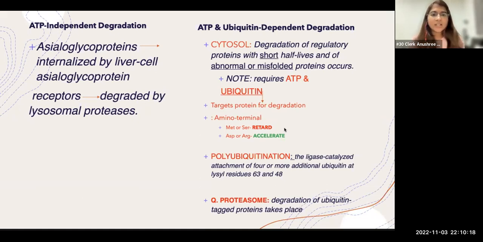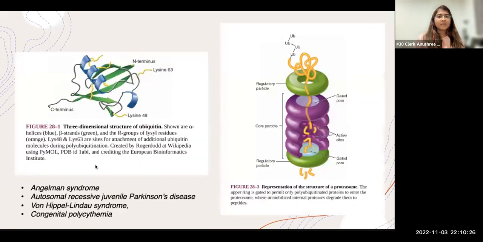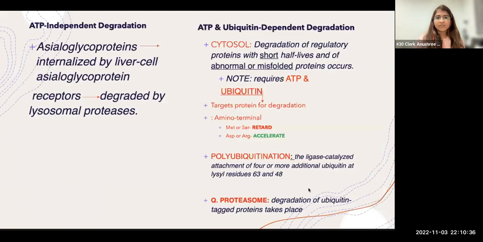So what happens in polyubiquitination? I'll show you this diagram. Coming here, there is involvement of the lysine residues. Just remember these numbers, lysine 63 and lysine 48. That's what I have.